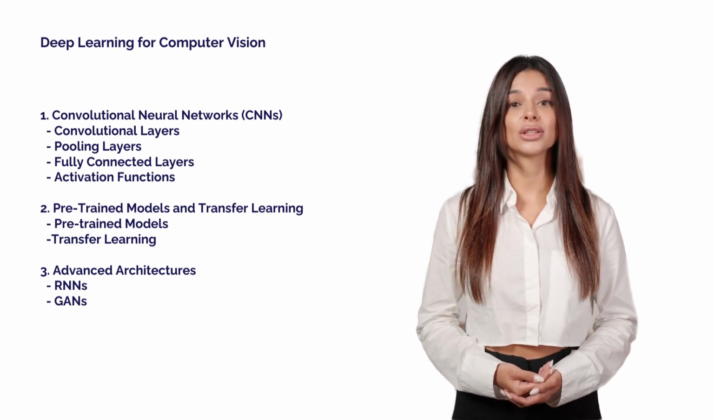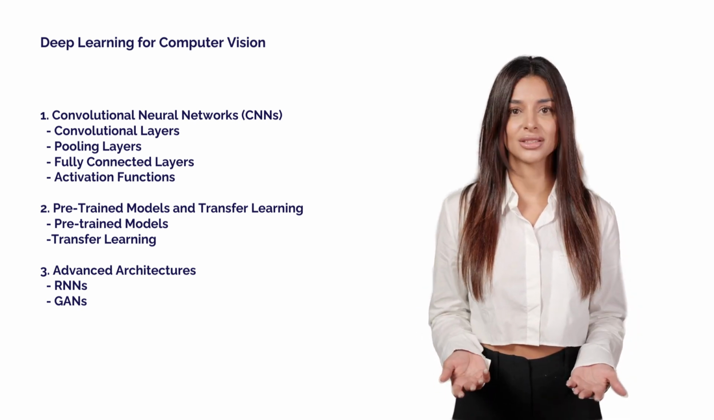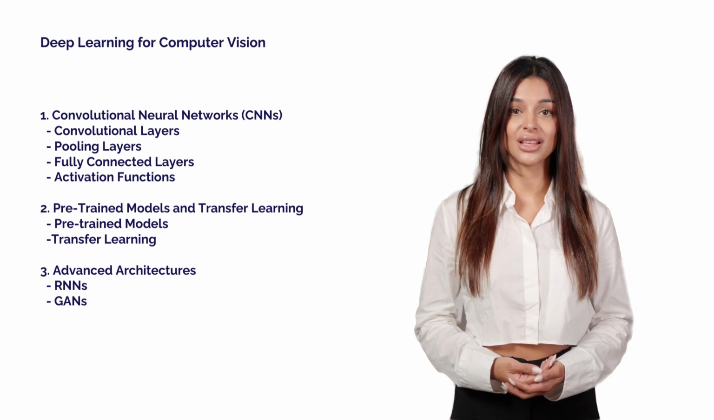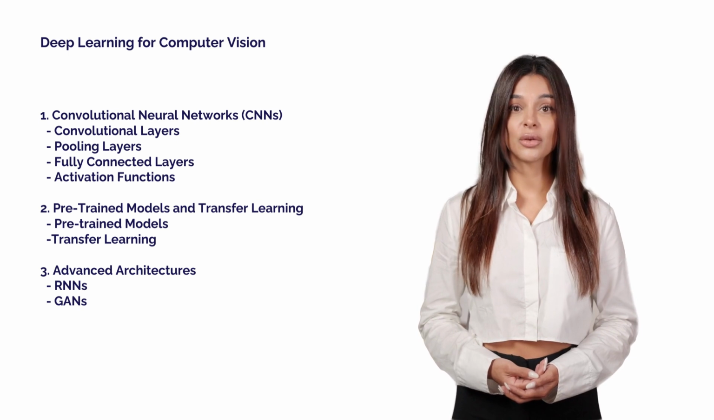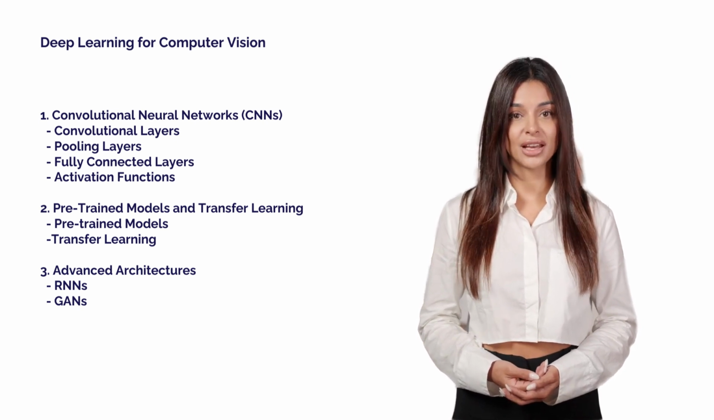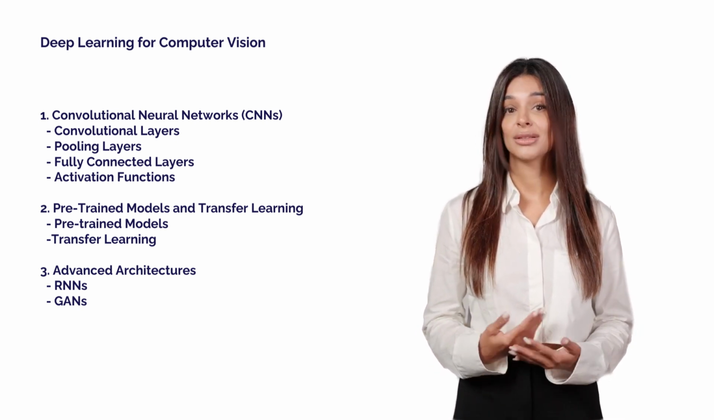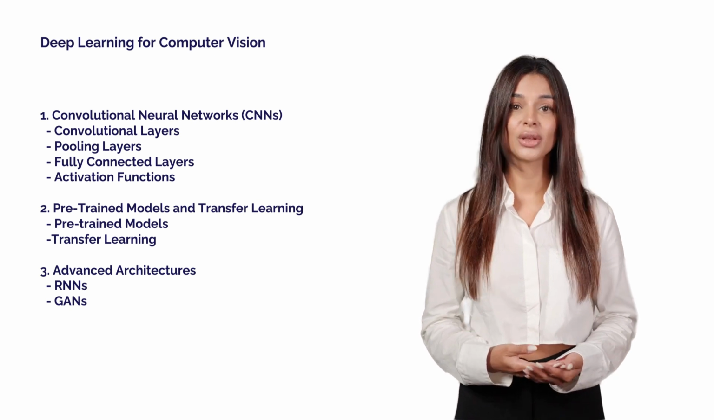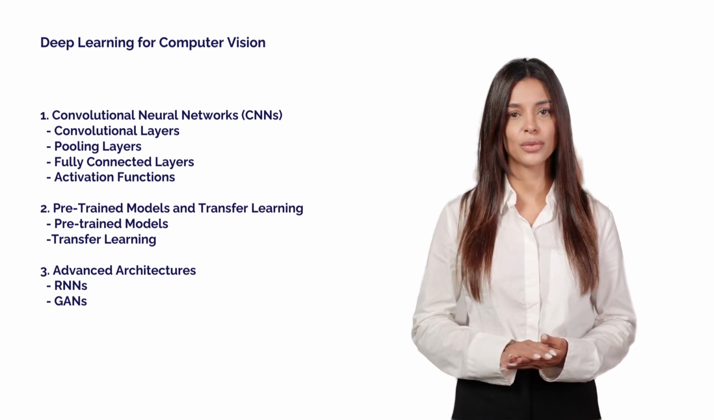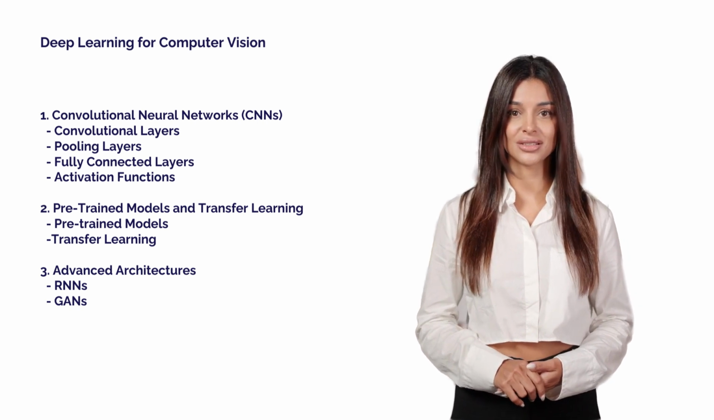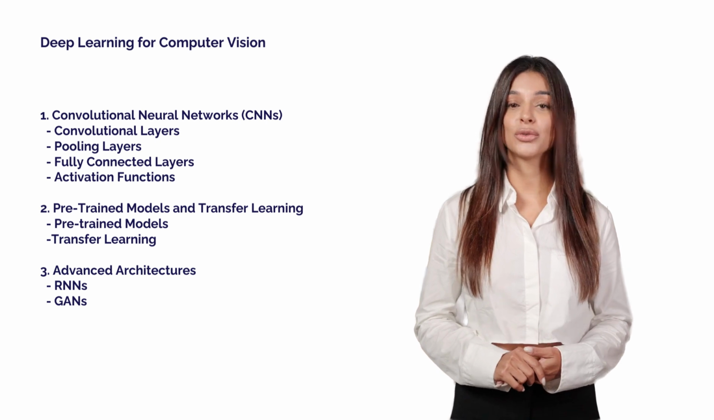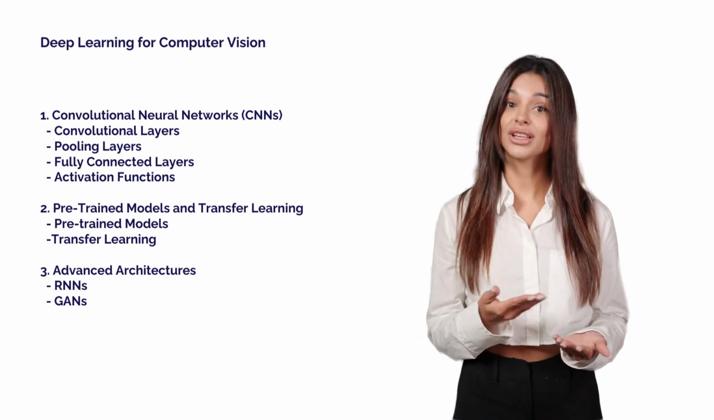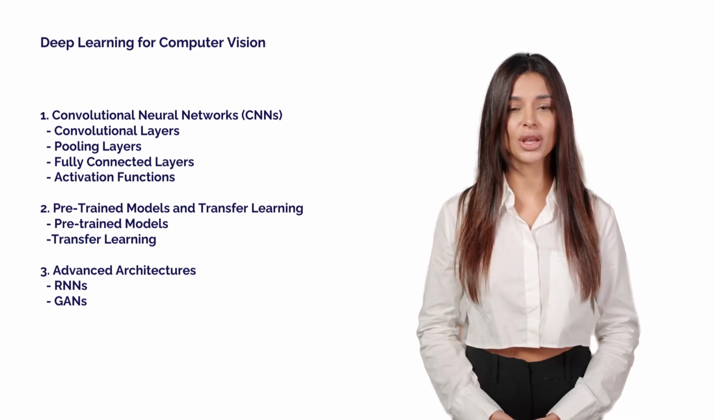Finally, let's touch on some advanced architectures. Recurrent neural networks, or RNNs, which we talked about earlier in the context of NLP, can also be used for sequential image data, like video analysis. Generative adversarial networks, or GANs, are fascinating. They can generate incredibly realistic images or even augment existing datasets. And vision transformers, or ViT, bring the power of self-attention, which has been so successful in NLP, to image processing tasks.